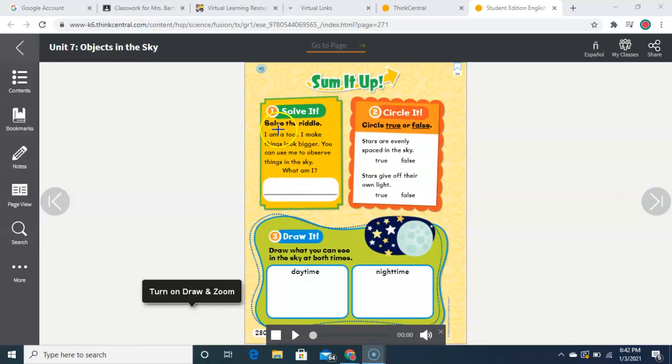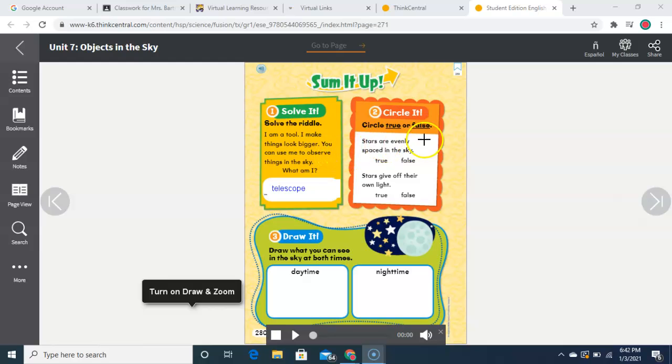There we go. In the riddle, remember, it says, I am a tool. I make things look bigger. You can use me to observe things in the sky. What am I? Okay, so right here we're going to put telescope. Like that.